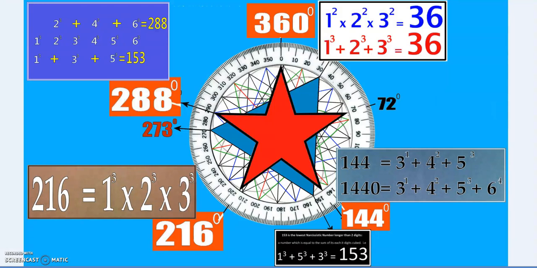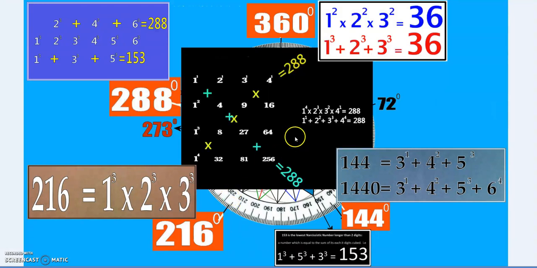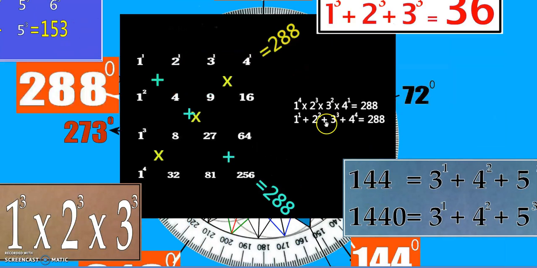Now we're in the fourth dimension, and 288. Beautiful, perfect 4D number, because 1 to the fourth times 2 to the third times 3 to the second times 4 to the first is 288. So 1, 2, 3, 4, and then 4, 3, 2, 1, multiplied, 288. 1 to the first plus 2 to the second plus 3 to the third plus 4 to the fourth equals 288.